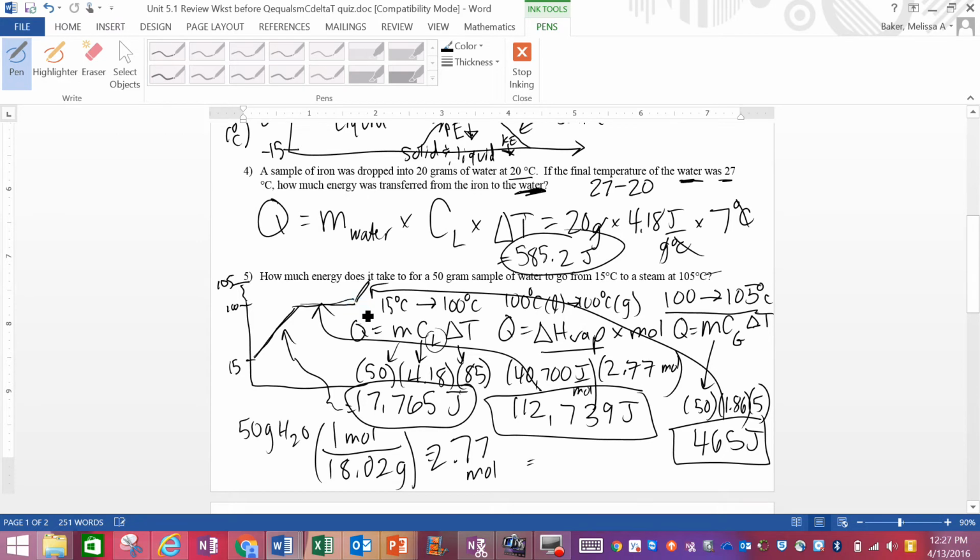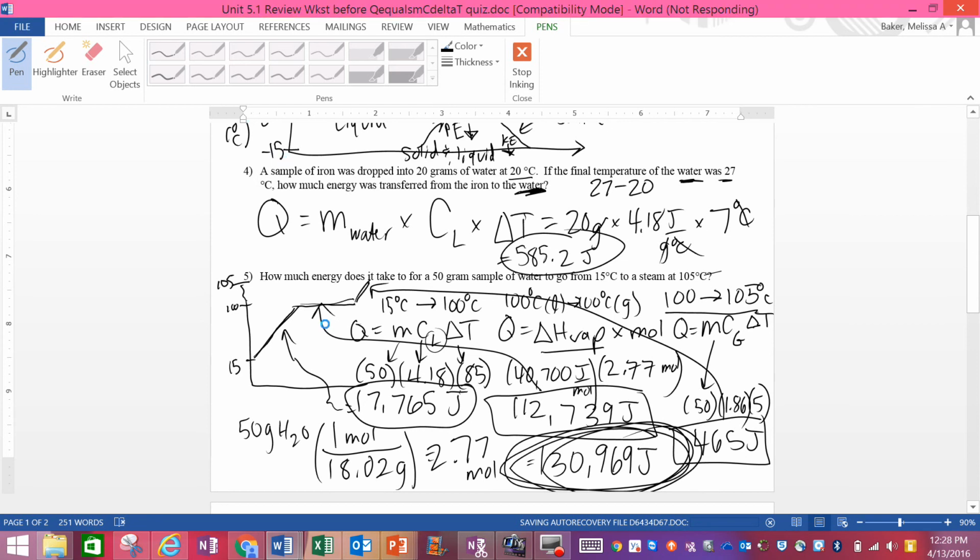Now to find the total energy, I just add those 3 numbers and I get something like 130,969 joules. And then I'm done. Alright, good luck studying. Those are the kind of questions that you'll need to be able to answer, and study your skeleton notes to help you for this quiz.